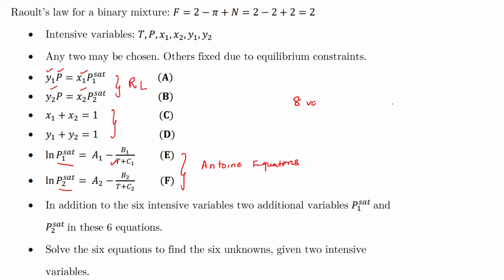Okay. So that is what is generally defined as degrees of freedom. Degrees of freedom means the minimum number of variables you should know to solve a set of equations. Generally, it is defined as 2 minus pi plus n, or you can always say F is equal to C minus P plus 2, where C is the number of components, P is the number of phases, and this is additionally 2.